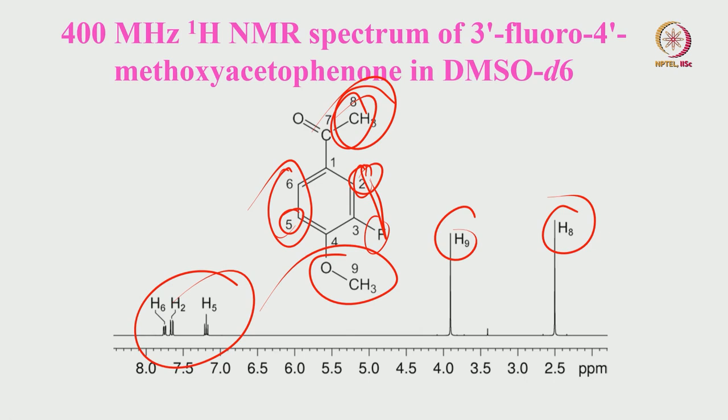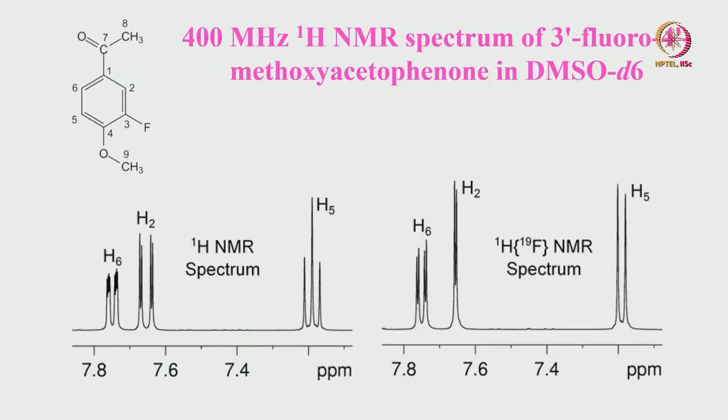For example, if you look at this one, it can experience a meta coupling. This can experience a para coupling. We can see varieties of things. So the best thing is, we'll expand this and see the spectrum. This is the proton spectrum of these three protons expanded. Look at it, you can very easily identify which is which.